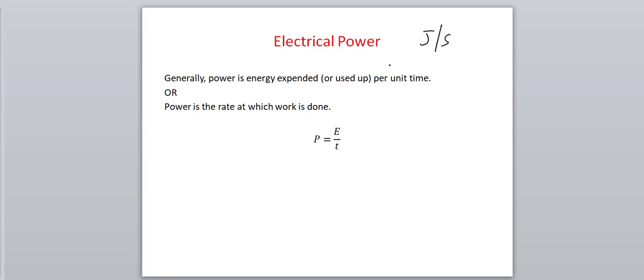But the SI unit, that's the standard unit, for power is watts, which is capital letter W. So watts is actually what? Joules per second. This is the derived unit for power. This is the SI unit for power, which is the standard unit.